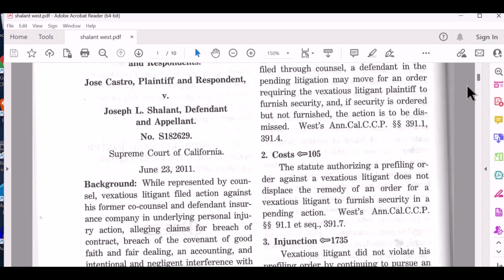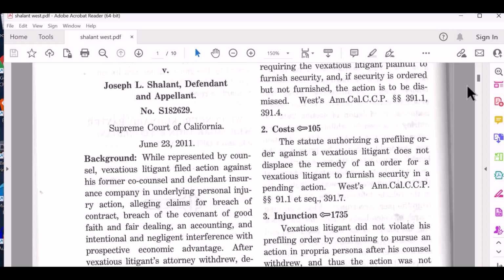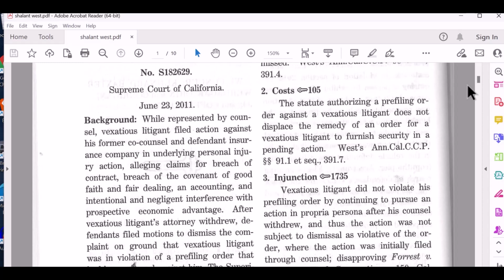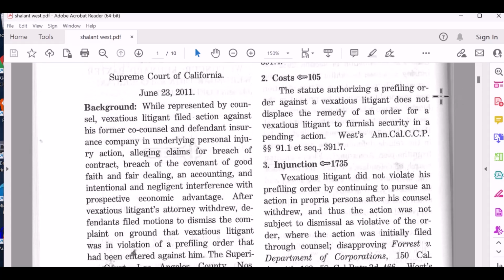Now, the best thing to do when thinking about key numbers is to always include the topic. So rather than saying, oh, it was key number 105, say it was key number costs 105, or it was key number injunction 1735, because each of these topics has a lot of key numbers. So many topics have the key number 105. So if you separate the number from the topic, you might forget where to look. You might not look in the right topic. Now the final part of the headnote is the little paragraph that follows. And this actually has a name among librarians. It's called an abstract.